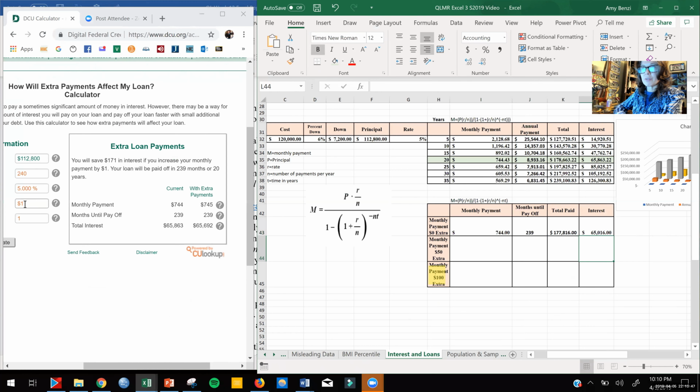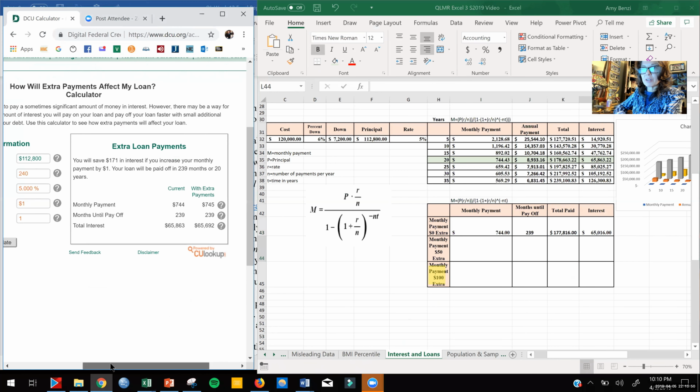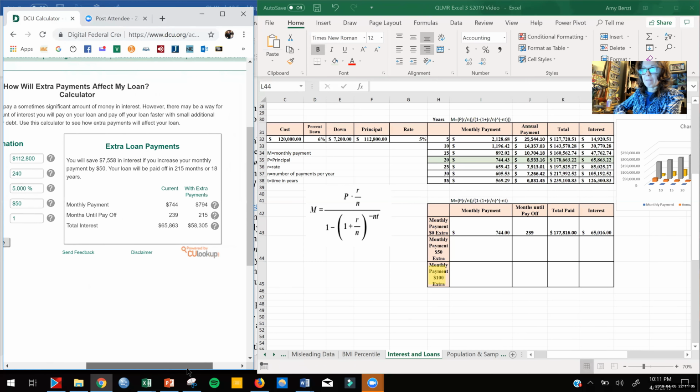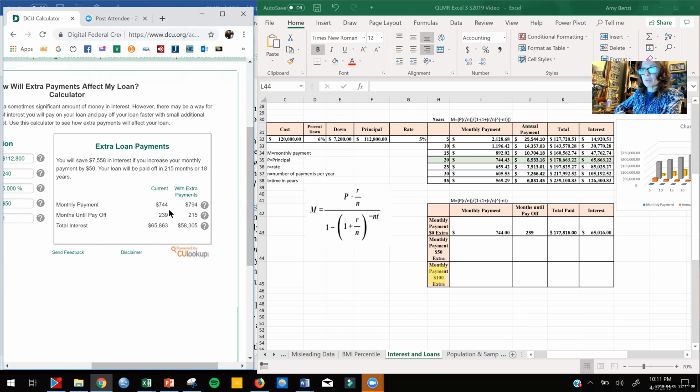Now we come back over here to our calculator, and we are going to put in new information. The only new information we're going to put in is our extra monthly payment is going to change from 1 to 50. I'm going to pay an extra 50 bucks a month. Let's see what happens. All right, at an extra 50 bucks a month, my payment went up to $794. So this goes to $794. My payment's $50 more. And then my months until payoff are 215. So now I'm paying it off earlier.